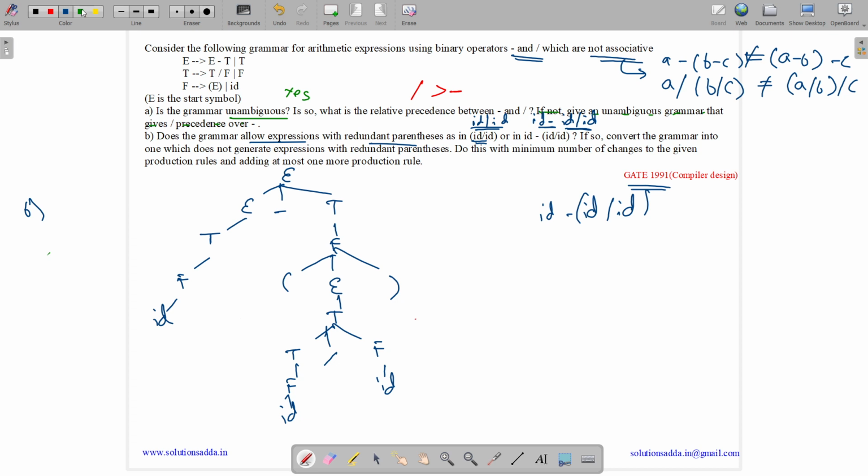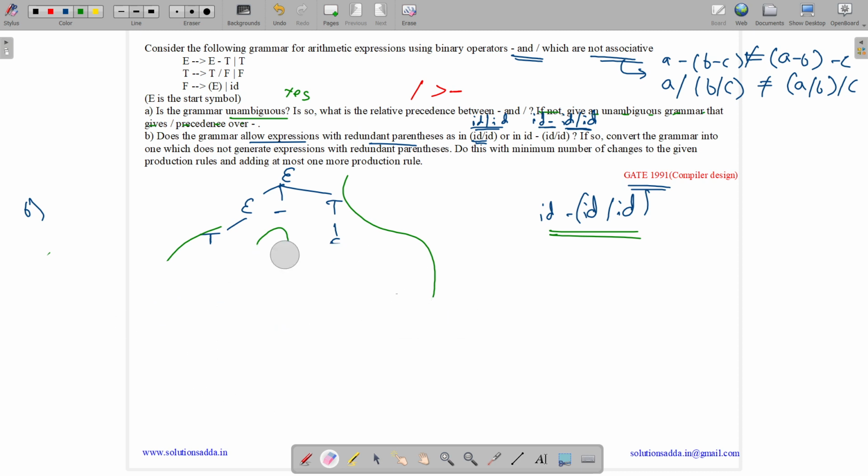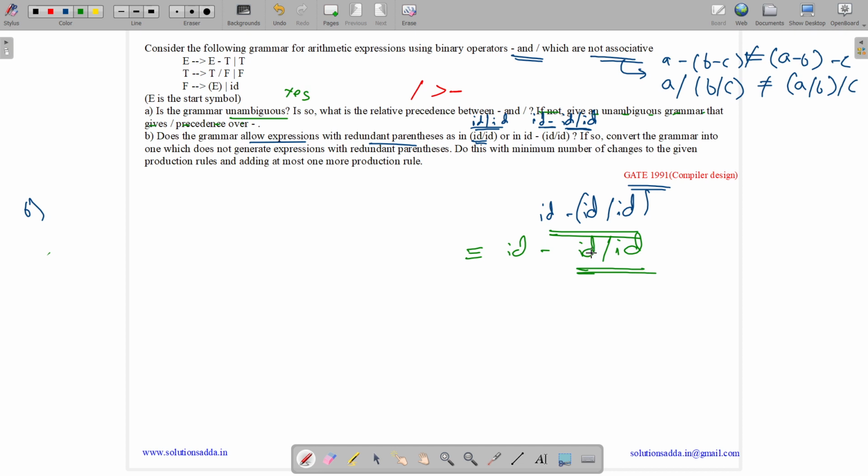Now let us see whether we have generated it or not. We have id minus open parenthesis, id divides id, closed parenthesis. Yes, we have generated this. So this means yes, we can generate redundant parentheses, as this parenthesis is redundant. Why is it redundant? Because even if we have id minus id divides id, as divide has more precedence, it will be evaluated first only. So there is basically an inherent parenthesis due to the higher precedence of divide, so there is no need of writing these parentheses.